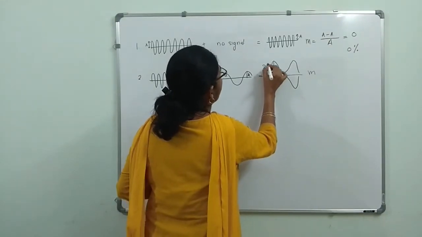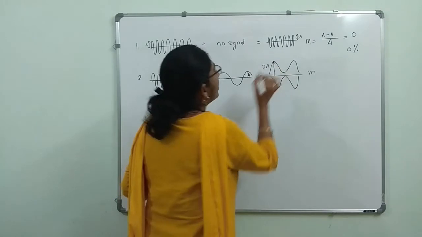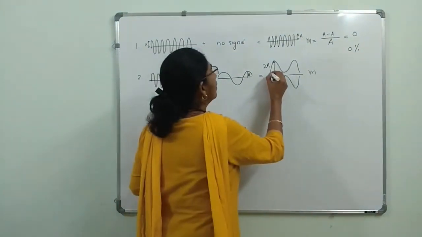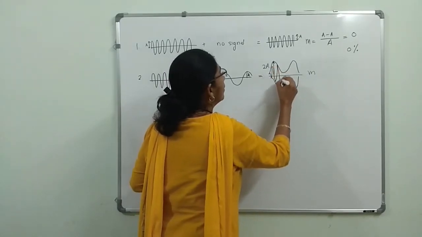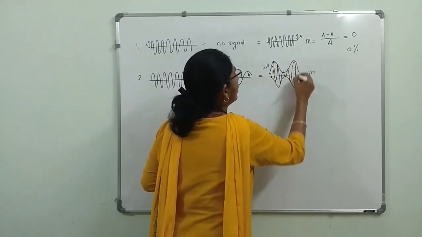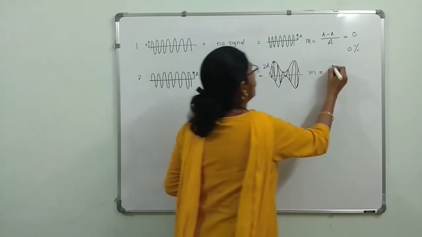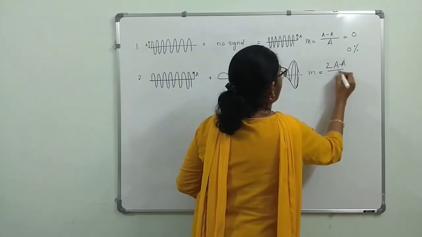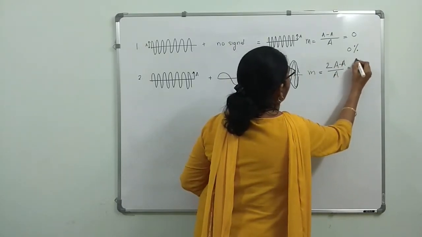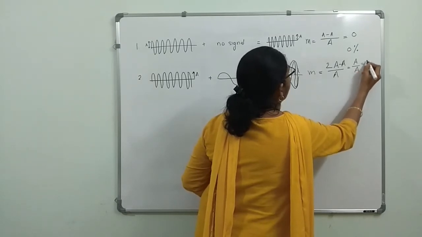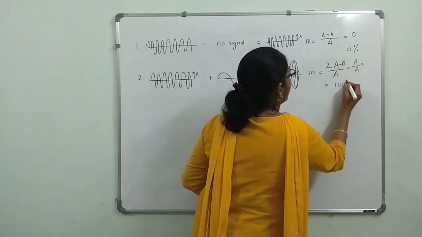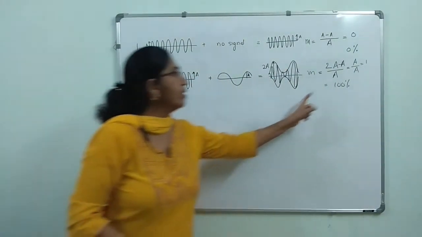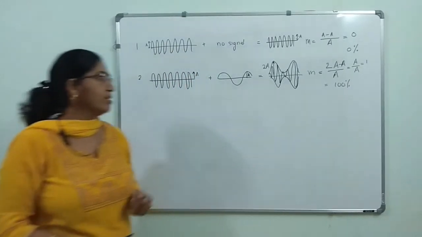This becomes 2A. So the amplitude of the modulated carrier wave becomes 2A. So the modulation factor will become (2A minus A) by A, that is equal to A by A, which is equal to 1, which is equal to 100%. So modulation factor M in this case is 1. That means 100% modulation.